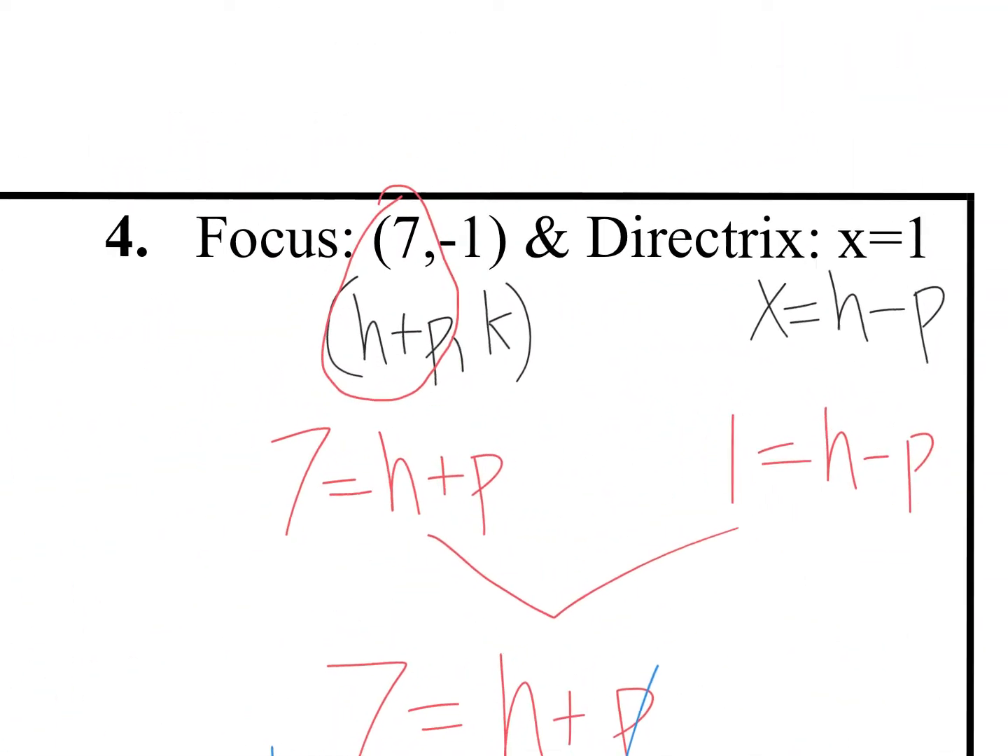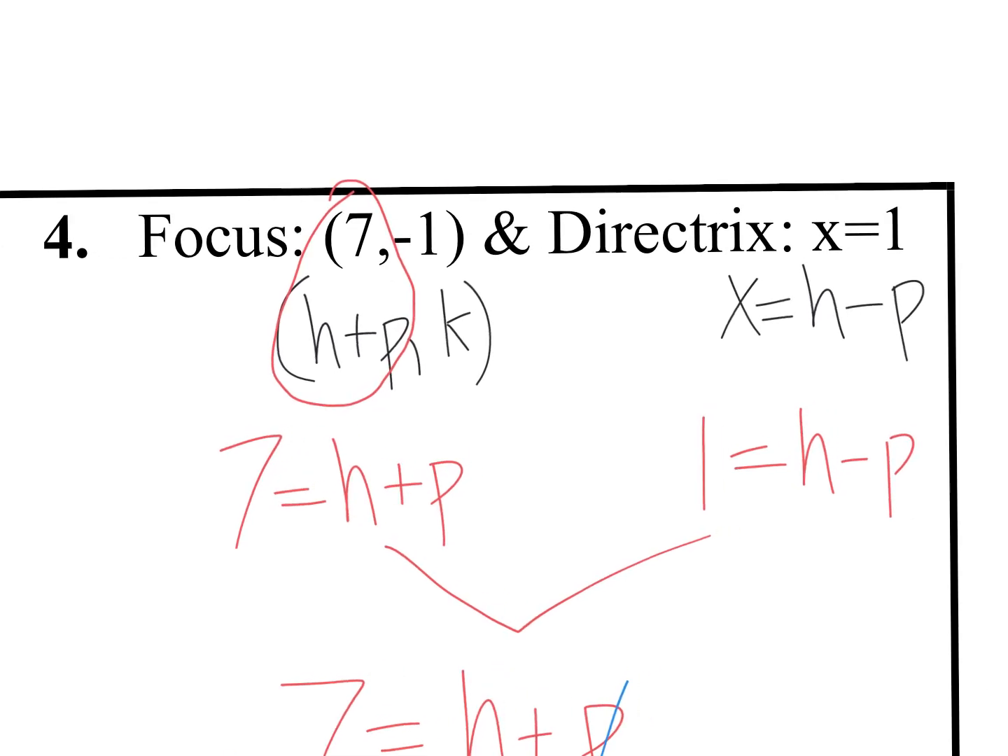My final example here, I give you the focus and the directrix. So here your directrix says x equals. That means your parabola is going to open up left or right, okay? So I'm going to use all the horizontal formulas here. For the focus, I'll use the formula where the p is in the x coordinate. So my focus formula is h plus p comma k, right? So 7 equals h plus p, and then I know k is -1.